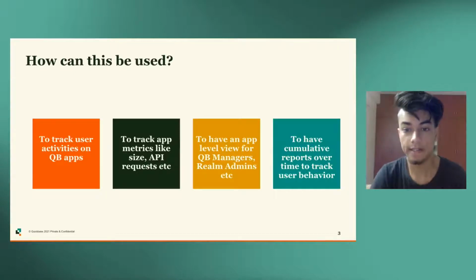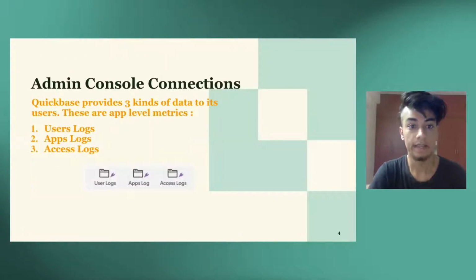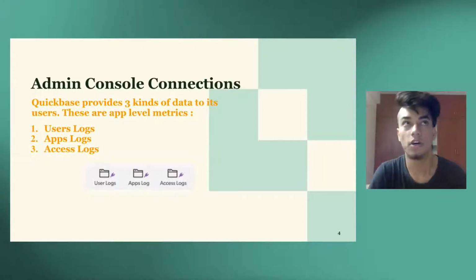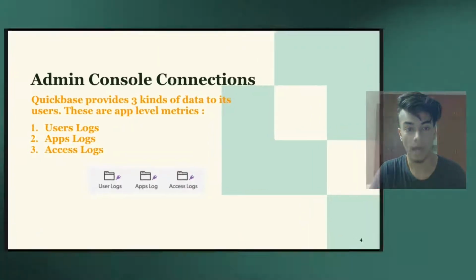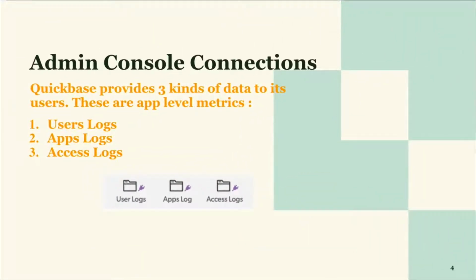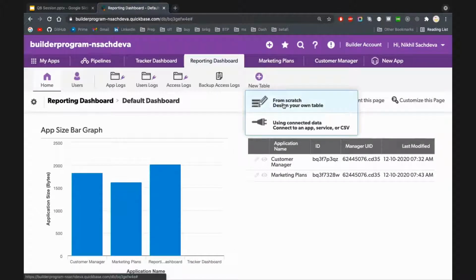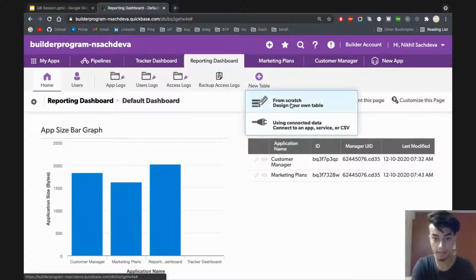So to get into the technical details next, the admin console connections provides three kinds of data. The different abstractions of whatever the usage of Quickbase you have under your builder program. So there are user logs, app logs, and access logs. I'll just be going over how these are created. So if I switch over to a sample app that I created for this particular use case, you can just go to a new table. You can either create it from scratch, which you usually do.